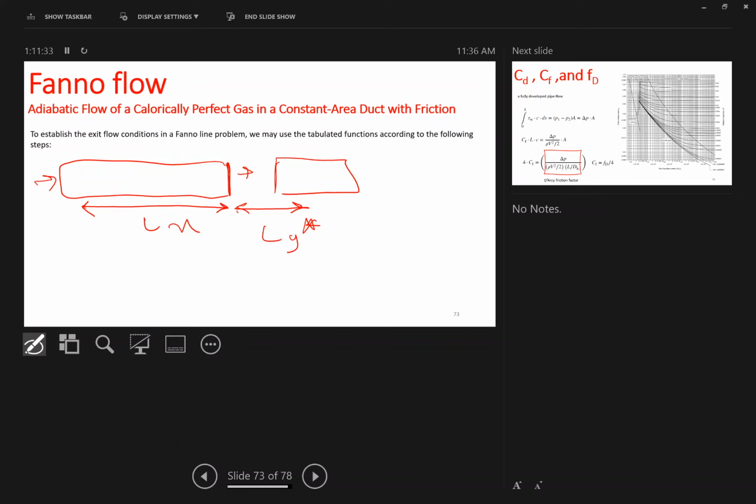Your conclusion was correct. If your Lx plus Ly star is larger than L, then you need to decrease the Mach number you have guessed, right? If it is smaller, then you need to increase the Mach number you have guessed, the M of X you have guessed.